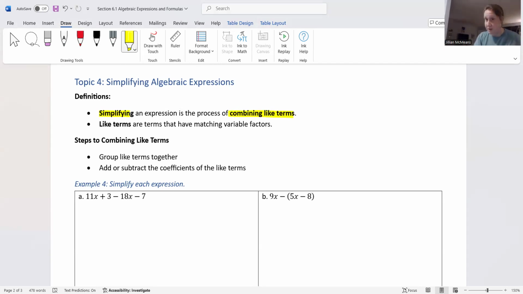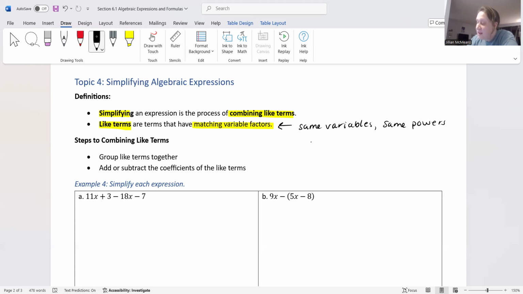Now, what are like terms? Those are those piles of cookie crumbs we want to create. So like terms are terms that have matching variable factors, okay? So like terms have matching variable factors. This means same variables, same powers. So be careful, okay? This is not frequently tricky in this class, but it could be potentially tricky.